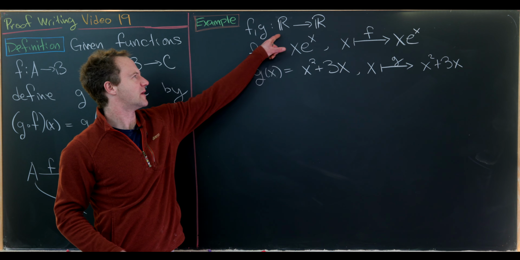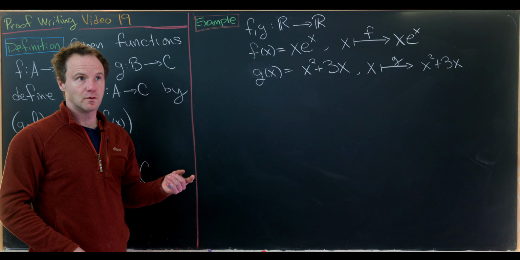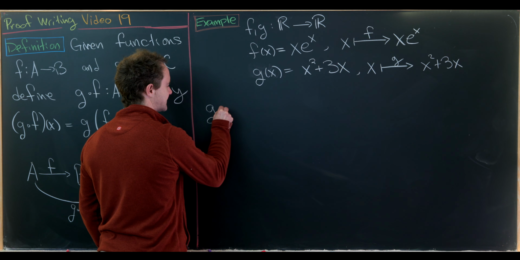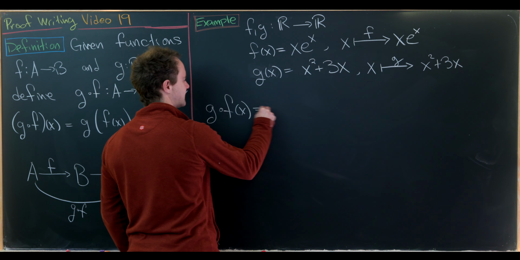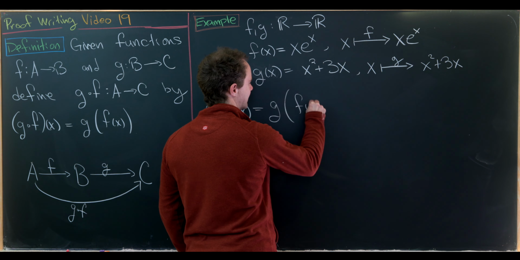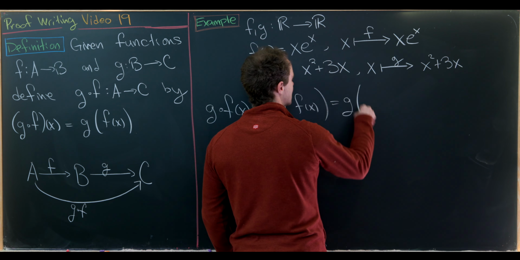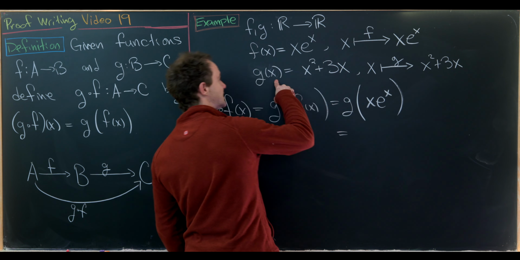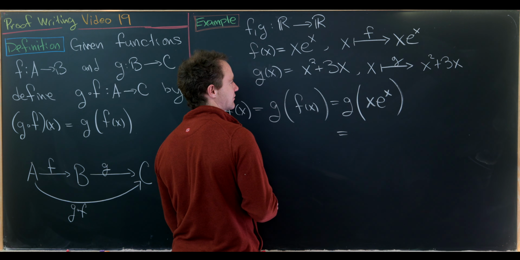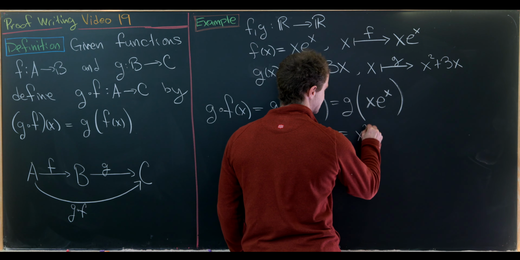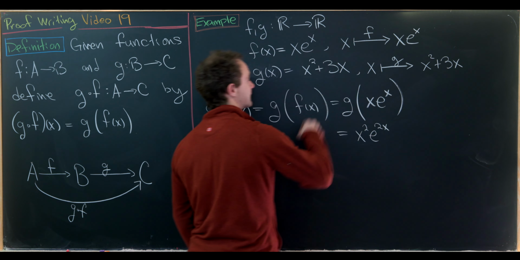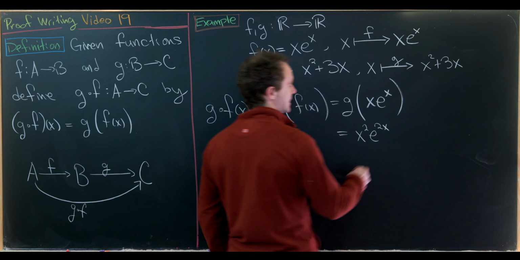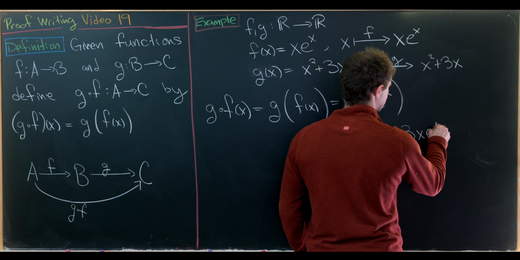And now since the domain and the codomain are the same, we can compose these in any order we want. So let's do that. So let's first calculate g composed with f. So that will be g of f of x, but that will be g with f of x inside, so that's x times e to the x. But g is telling us to square something, multiply it by 3, and then add those together. So that gives us x squared e to the 2x. That's what we get for squaring it. Of course, we're using standard exponential rules there. And then plus 3x e to the x.